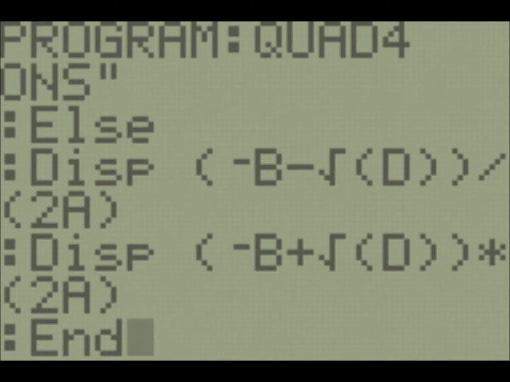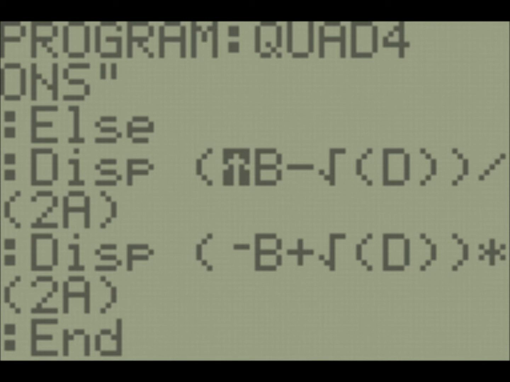Now, like I was talking about before, if the discriminant is 0, it's only going to have one solution, and we're displaying 2. We're going to be displaying the same thing both times, though. And so I'm okay with our program outputting the same number twice. And it also makes the program a little simpler. So let's look at running this.